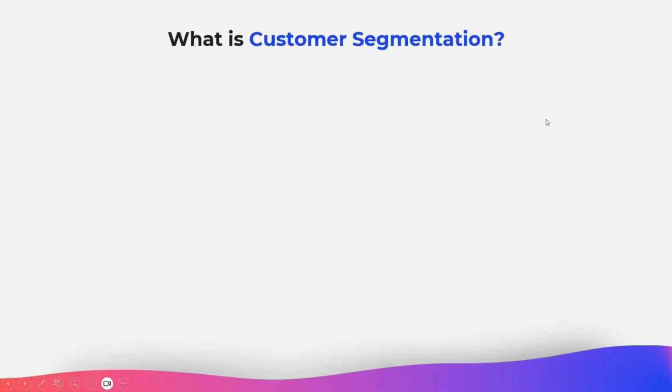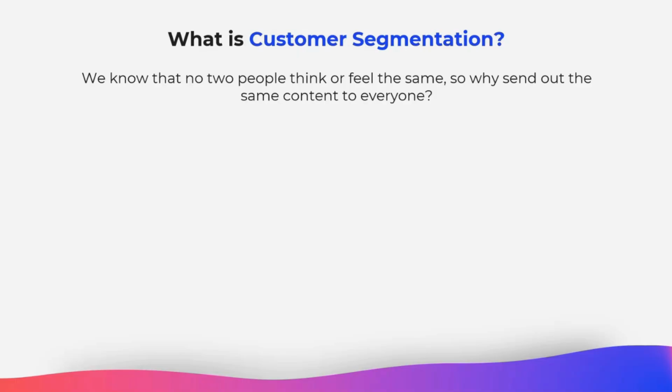The way I'm going to approach this, first of all, is customer segmentation, primarily because that's what we do a lot for our clients. So I'm going to come at it from that point of view. However, there are a lot of different ways that you can use segmentation. Customer segmentation is just a first example. We know that everyone doesn't feel the same, doesn't react the same, doesn't interact with content the same. So why would you send out similar content to everyone?